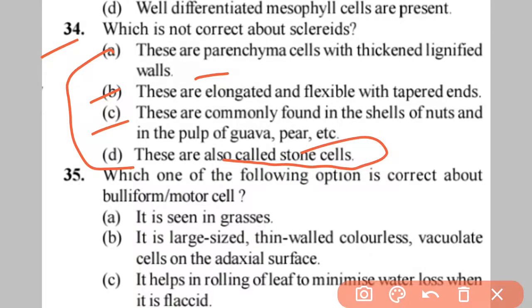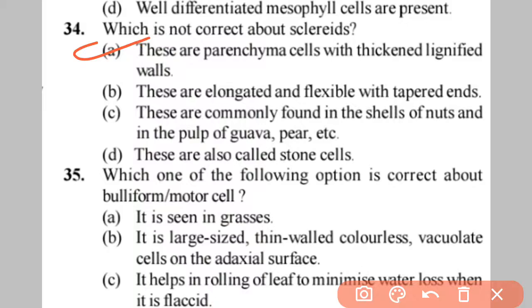So which one is incorrect here? We have to find the incorrect one. So these all are correct. Option A is incorrect. These are parenchymatous cells with thickened lignified walls. No, this is not correct. So option A is the answer. Let's move on to the next question.